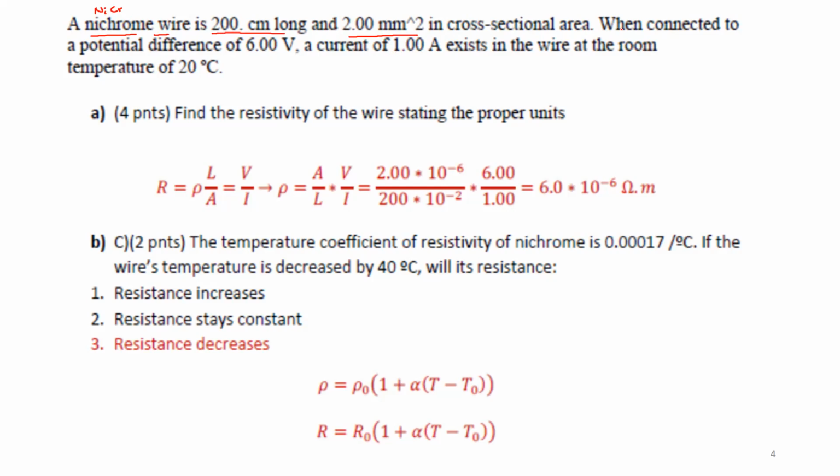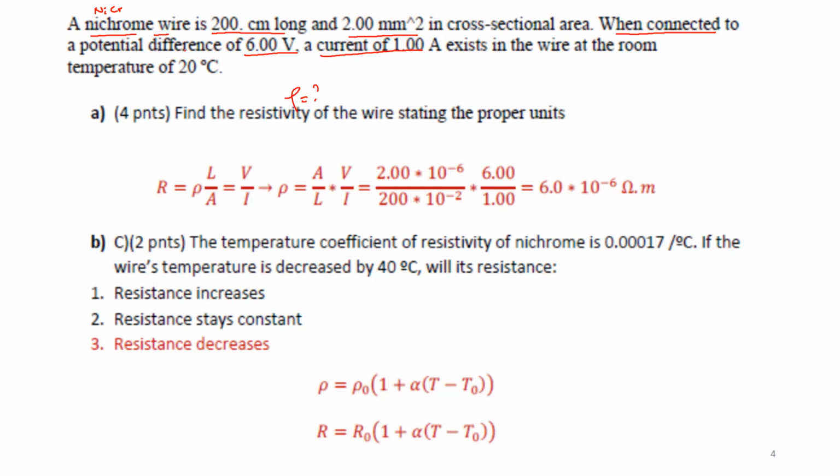You will see. Okay. So when connected to a potential difference of 6 volt, a current of 1 ampere is going through the wire at room temperature 20 degrees Celsius. Find the resistivity rho of the wire.